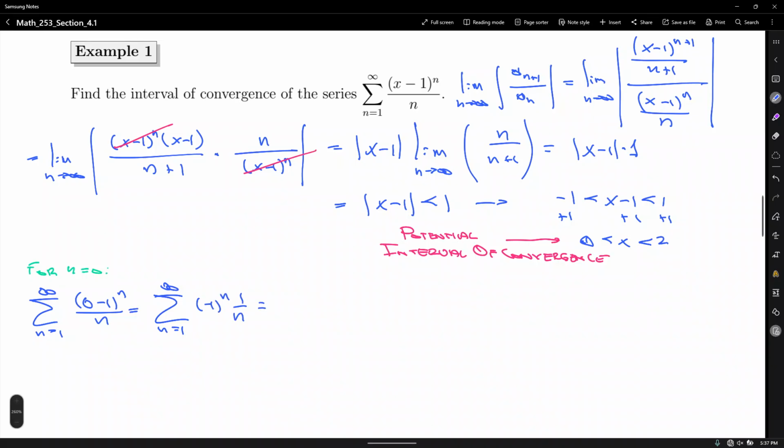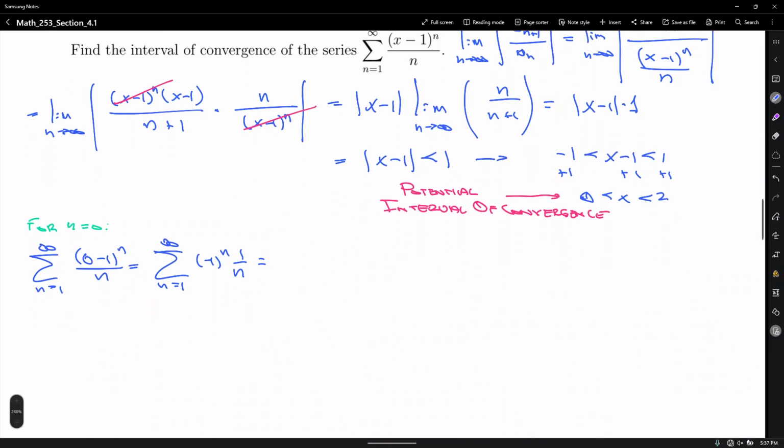Here is where we need to keep in mind the 10 different tests for convergence and divergence of series from Calc 2. We can see this is an alternating series, so how about the alternating series test? By the alternating series test, AST for short, letter A, we need to take the limit of a sub n as n approaches infinity. Here, a sub n without the alternating factor is just 1 over n. That is the limit as n approaches infinity of 1 over n, and this limit equals 0.